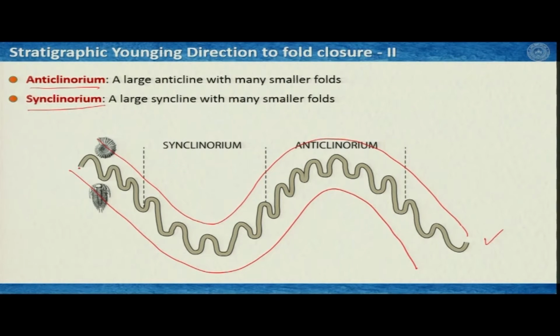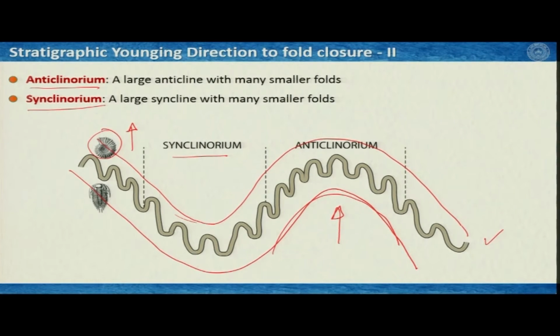Now, in all these folds, the top part is defined by the fossil ammonite, so that means this is the Younging direction. So this is a synform, and the synform contains many smaller folds, so this is a synclinorium. In a similar way, this is an antiform because it is closing upward, and the Younging direction is also away from the core, so this is an anticlinorium as it consists of many smaller folds. So we learned syncline, anticline, and now we have learned anticlinorium and synclinorium.